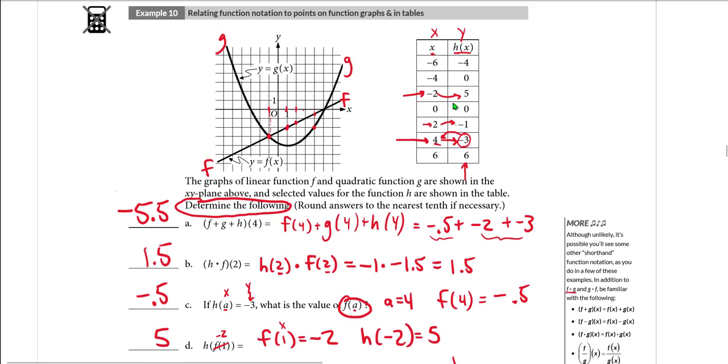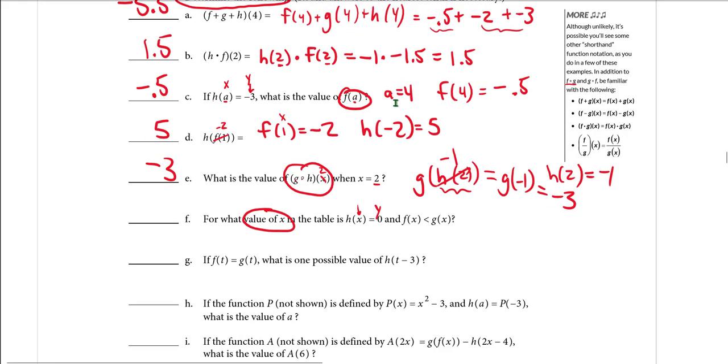And what happens here is I actually have two places where h of x equals 0, one there, and one there. The two x values that produce those zeros are -4 and 0. So what that means is that I'm talking about an x value of -4 or an x value of 0. They want to know for what value in the table is h of x equals 0 and f of x less than g of x. So I've got to look at these two values of x on the graph and find out where the y value of the f function is less than the y value on the g function.